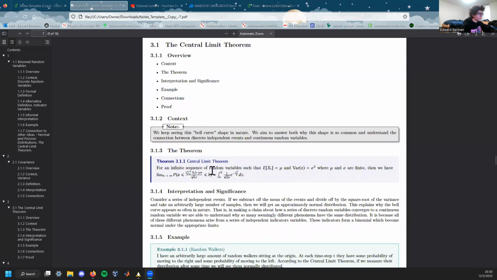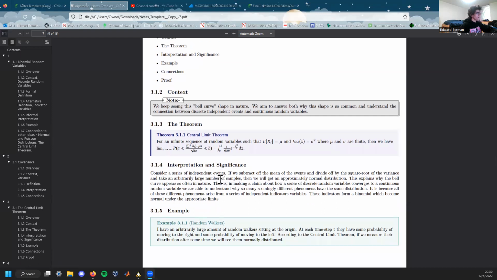For an infinite sequence of random variables such that E of Xi equals mu, and the variance of X equals sigma squared, where mu and sigma are finite, then we have the limit as n goes to infinity, the probability that the sum of these random variables up to n minus mu n over square root n sigma is between a and b is equal to the integral from a to b of this function, which is a Gaussian.